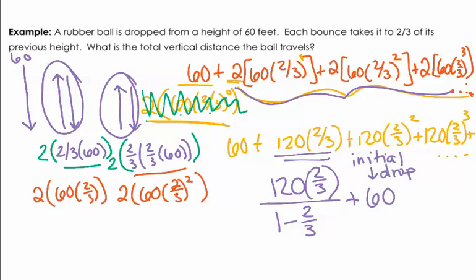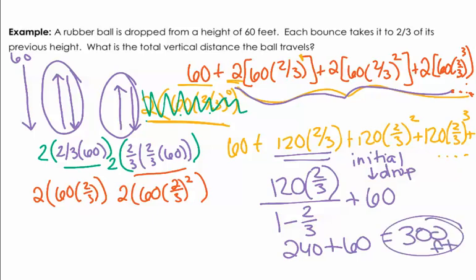So when we do that, when we type in 120 times 2/3 over 1 minus 2/3, you're going to get 240 feet. That's just the ups and downs that it's going, plus the initial 60-foot drop is going to be 300 feet. All right, try your homework.